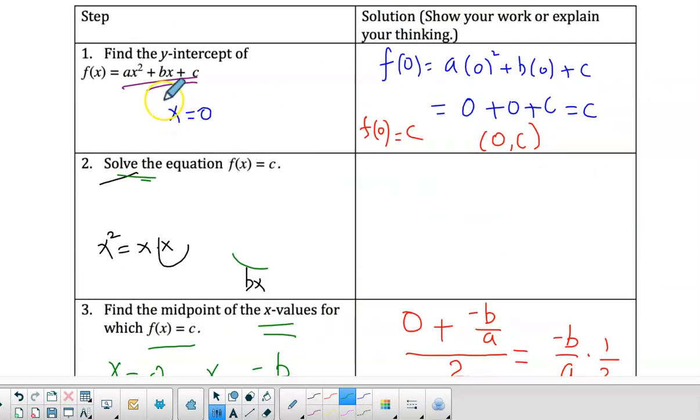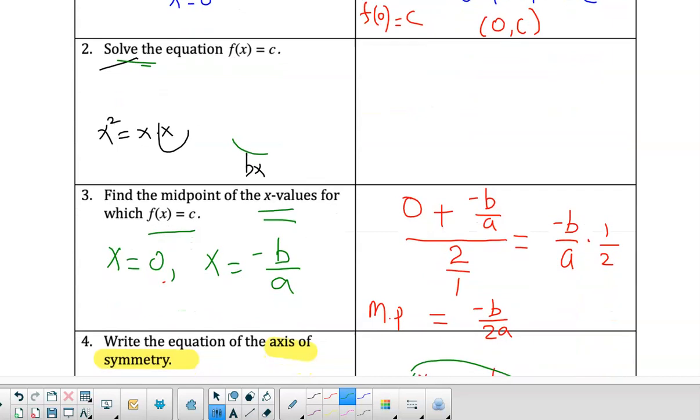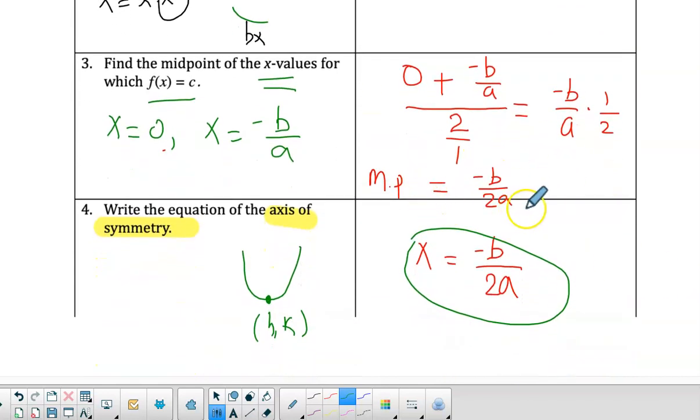So much is there in this. So the given function ax square plus bx plus c, first find the y-intercept, then solve for x. After solving for x, then find the midpoint. That's all. Okay, thank you.